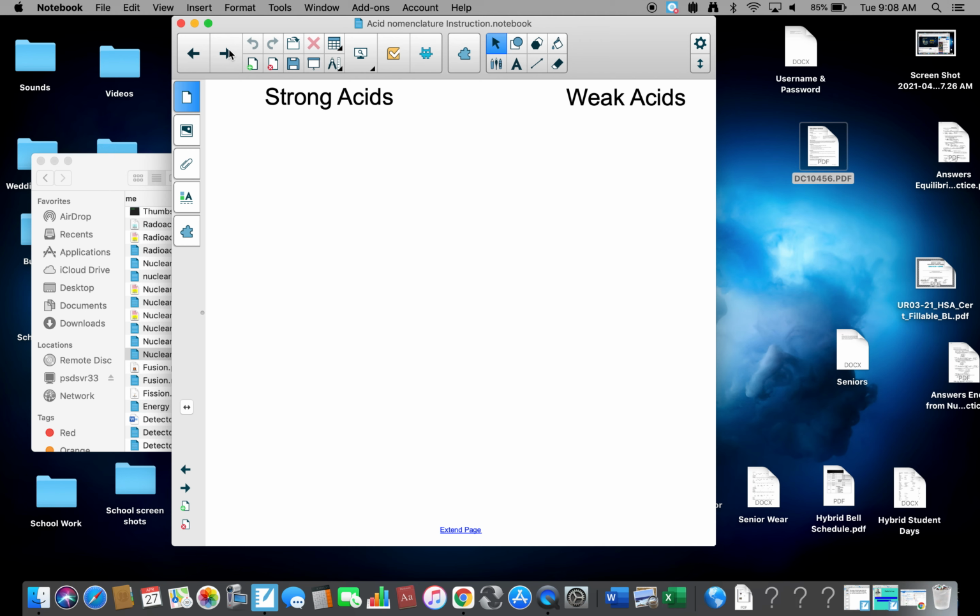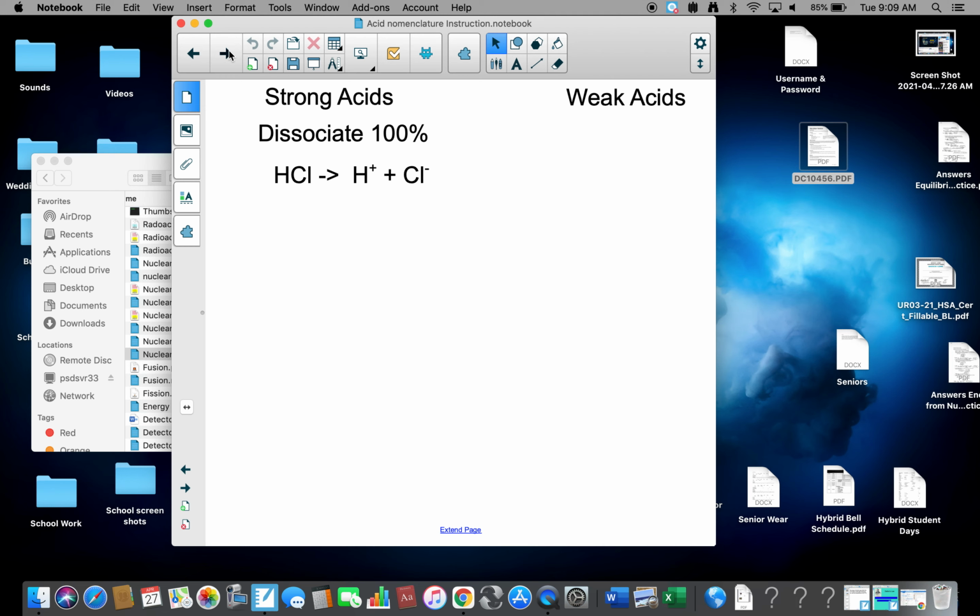All right, so distinction between strong and weak acids. For a strong acid, we're going to make an assumption. What that means is it dissociates 100%. What does that mean, dissociate? Dissociate means it breaks down into its base ions. It dissolves, it separates into its base ions.